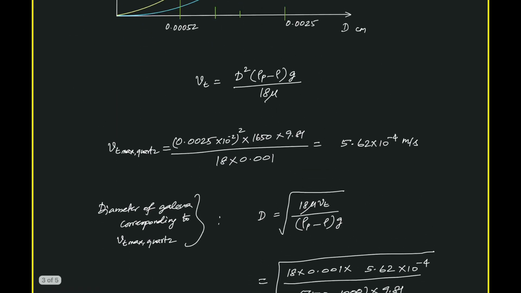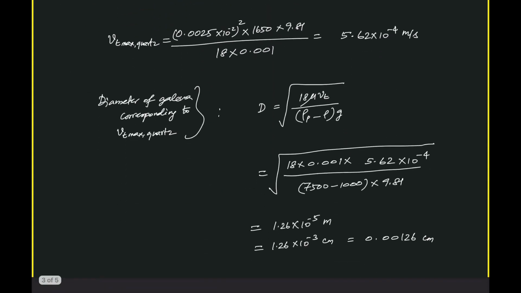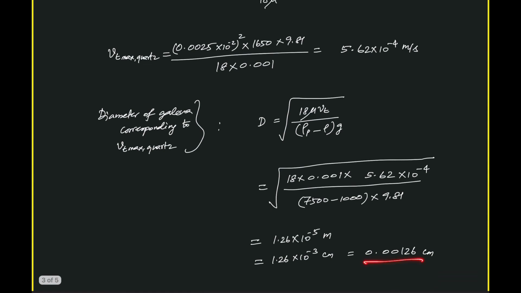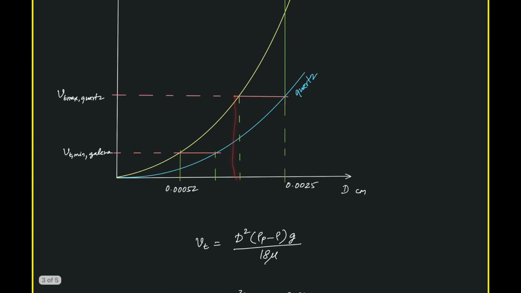So we get this dimension, and that dimension comes to be 0.00126 meter. So this dimension is now known. Now we need to find this dimension.